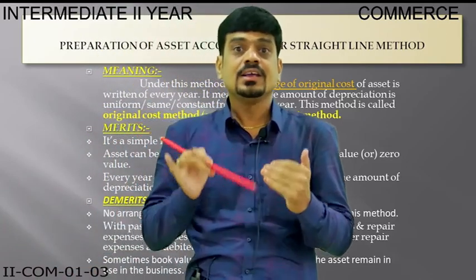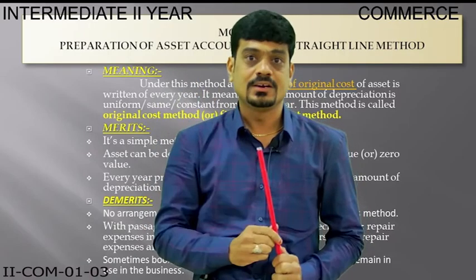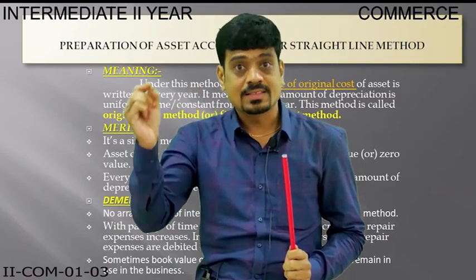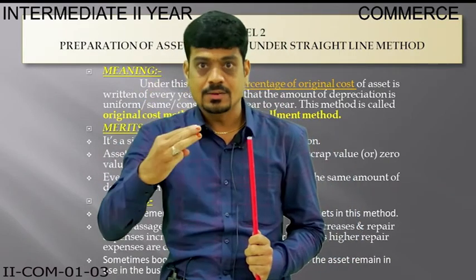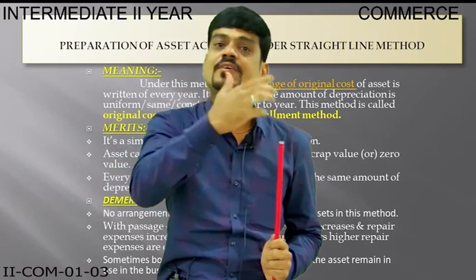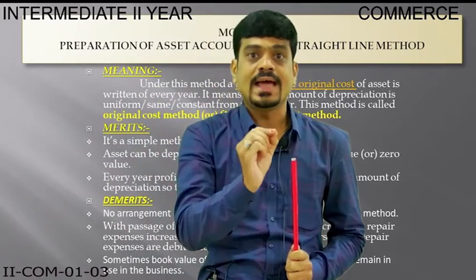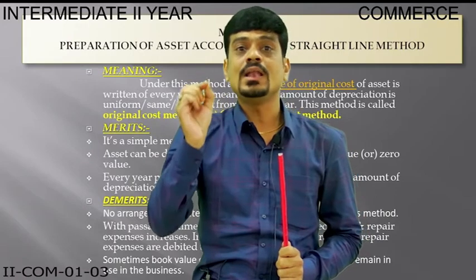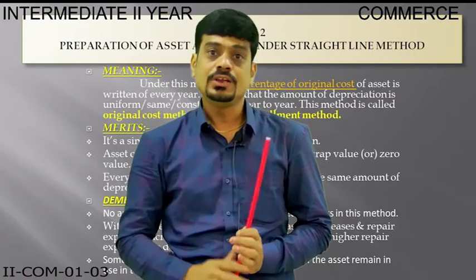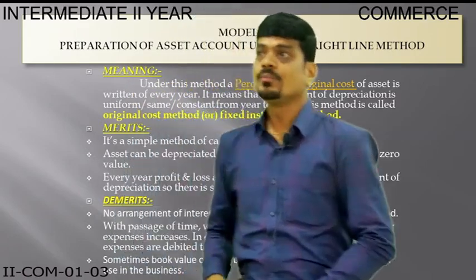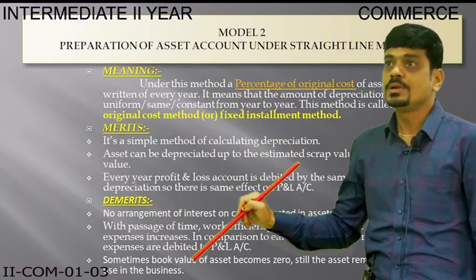This method is known by different names: fixed installment method, straight line method, original cost method. These are the 3 basic names given for the method. But apart from that, it is also called the sum of equal installments method. So you can have a glance for a while at the theory part.